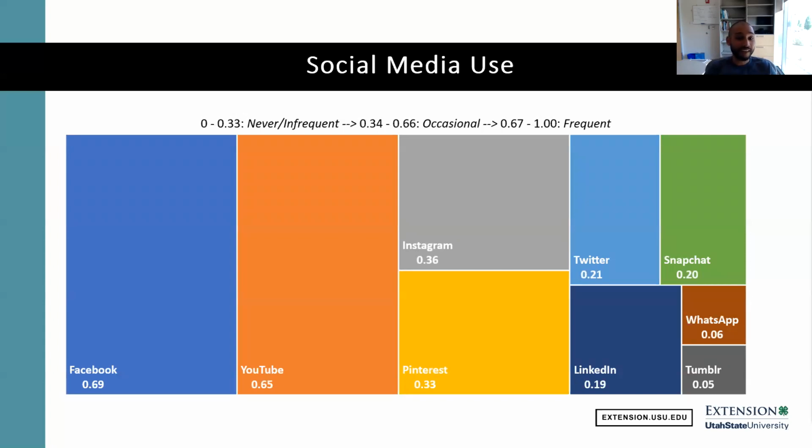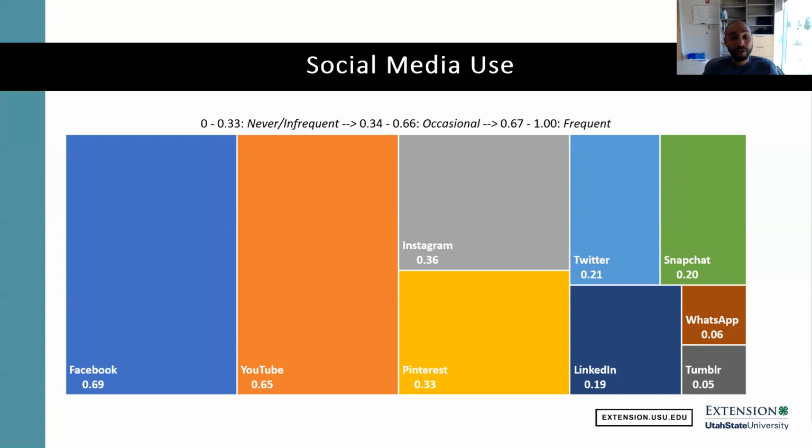A good idea might be to target the patterns of social media use. So looking at this slide, we can see that most residents use Facebook and YouTube. Now, this is good news because USU Extension already has a strong presence on both platforms. But still, we need to look at other ways to increase interest in extension programs.